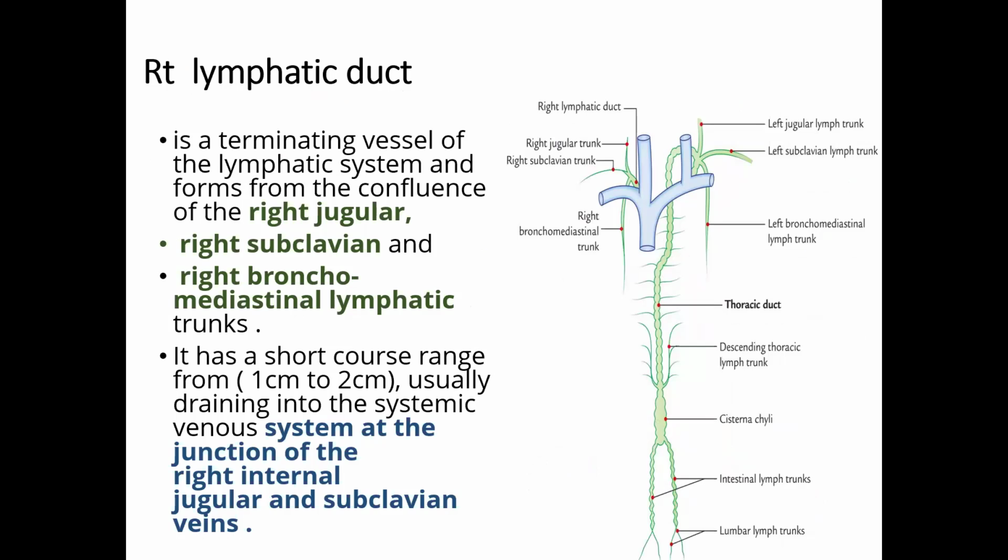Another one here, the right lymphatic duct, which is formed mainly by the right jugular trunk, right subclavian trunk, and right bronchomediastinal trunk. It has a short course ranging from 1 cm to 2 cm, usually draining into the systemic venous system at the junction of the right internal jugular and right subclavian vein.